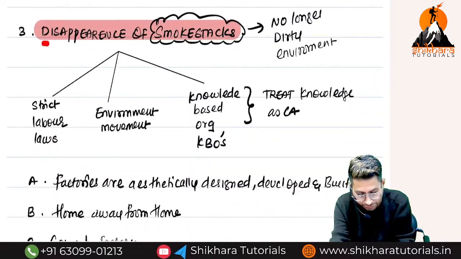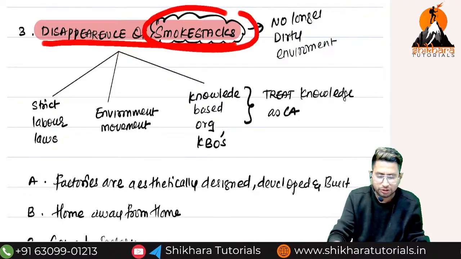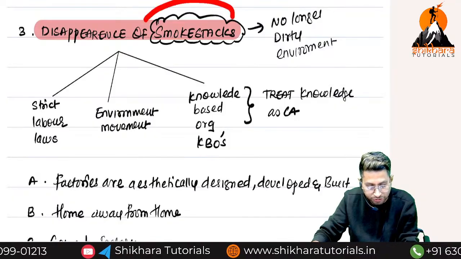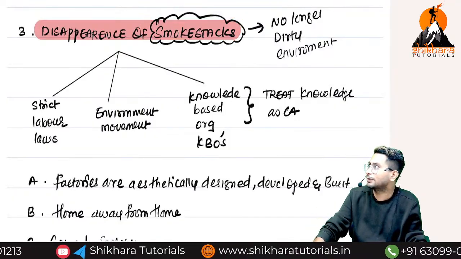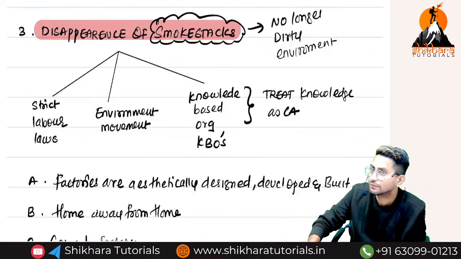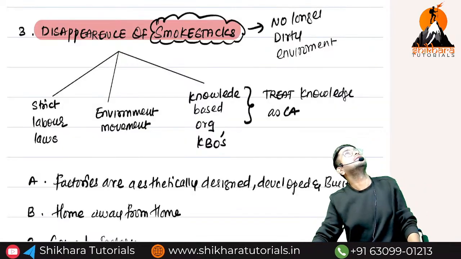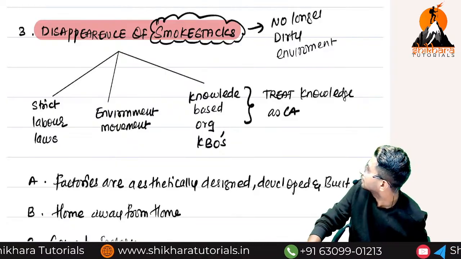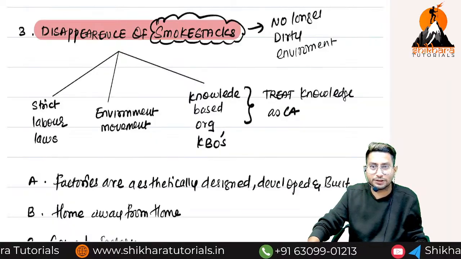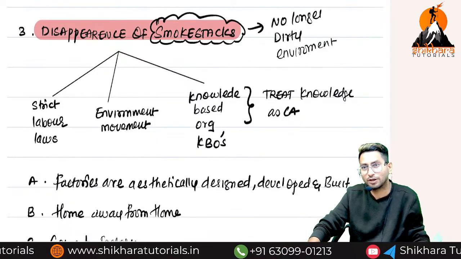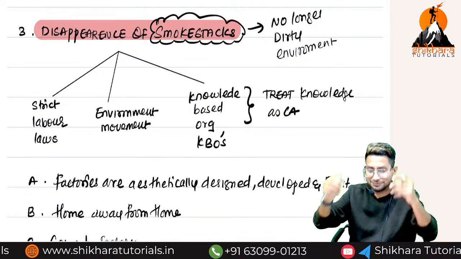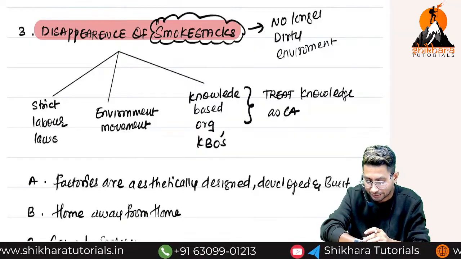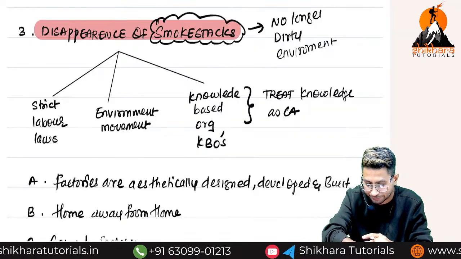Next. What is the third feature? Disappearance of smokestack. Smokestack means exploitation of labor, basically. In short, if you see, smokestack means exploitation of labor. AC is not working here. Fan is not there. Exploitation of labor. You people are able to sit in such humid conditions, from morning till evening you sit. Now, let us say exploitation of what? Labor.